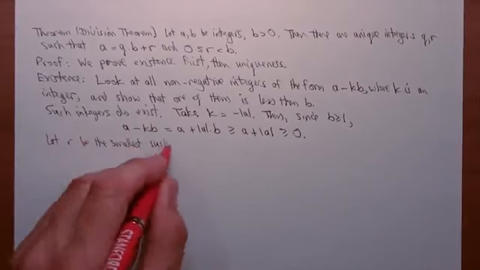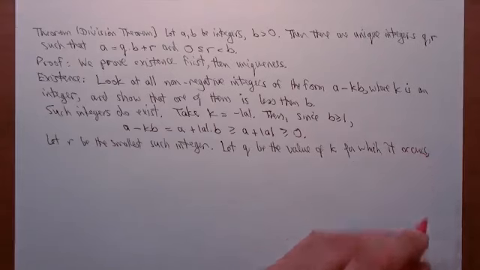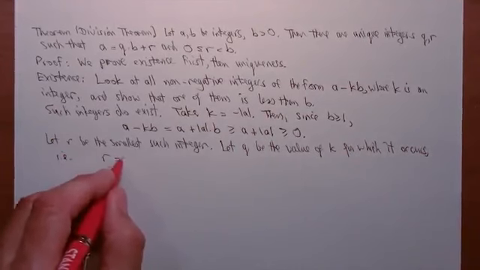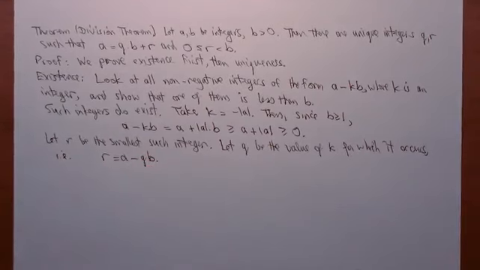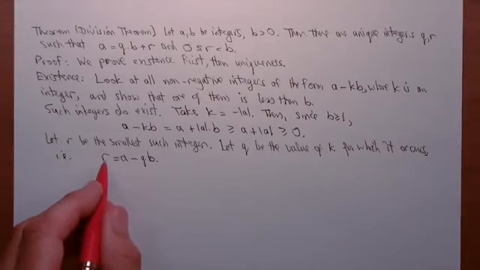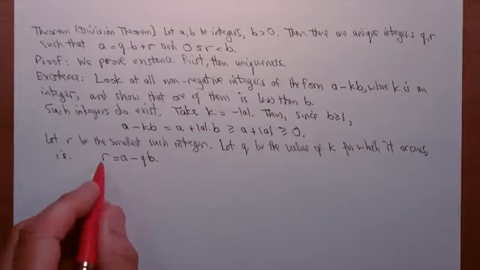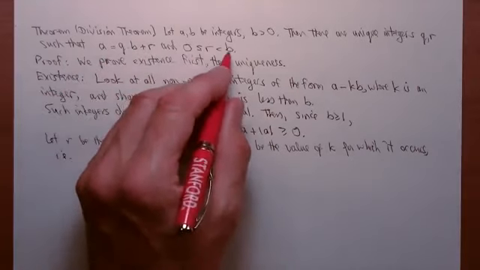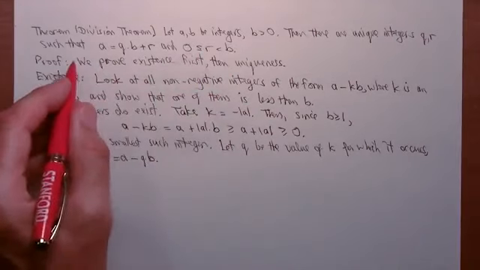Let r be the smallest such integer, and let q be the value of k for which it occurs, i.e. we'll have r equals a minus qb. So with r and q defined in this way, I will indeed have a equals qb plus r. If I can show that r lies between 0 and b in this fashion, then I'll have proved its existence.